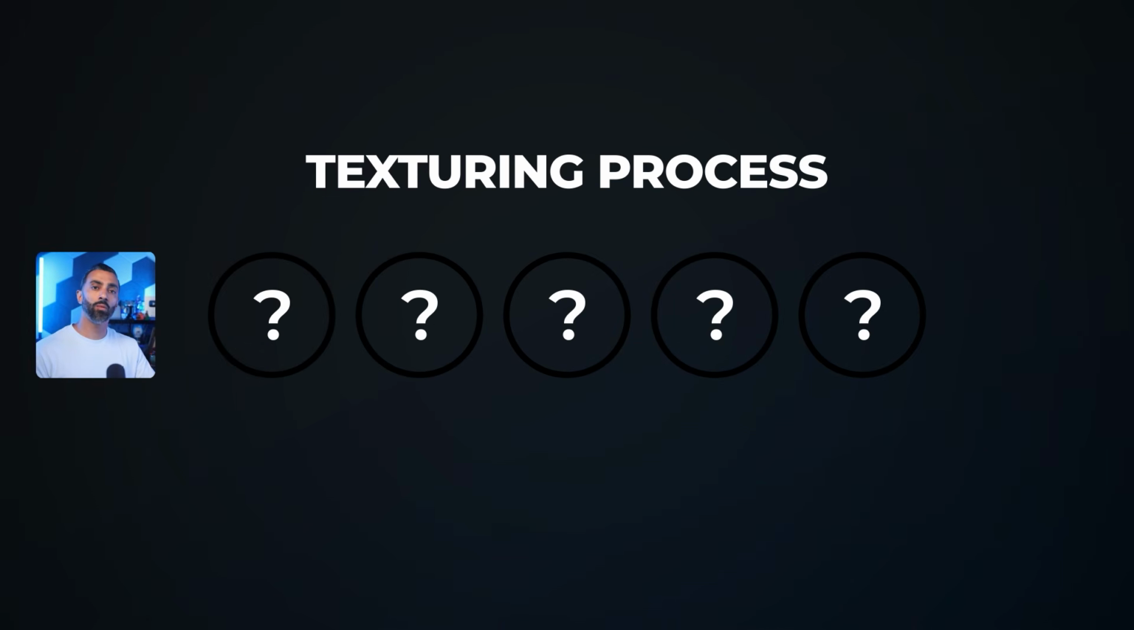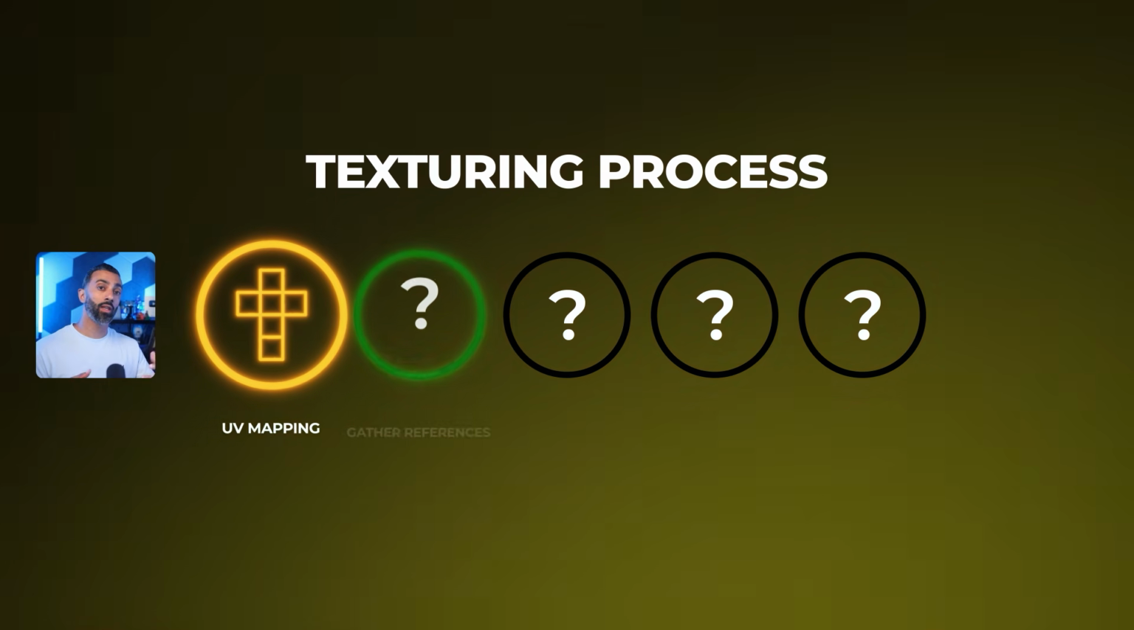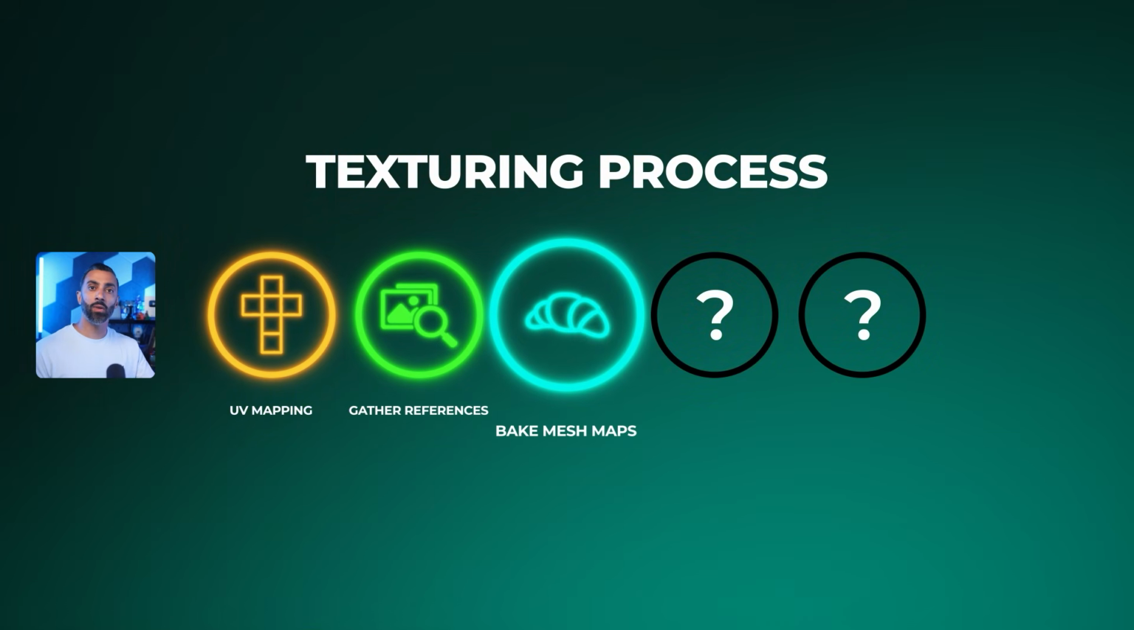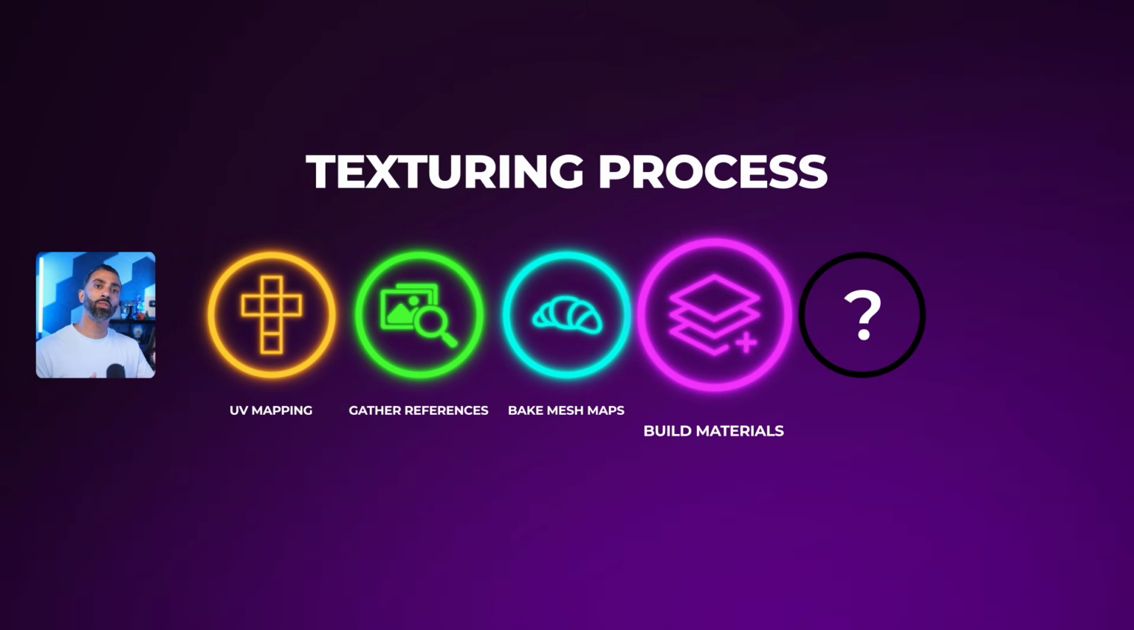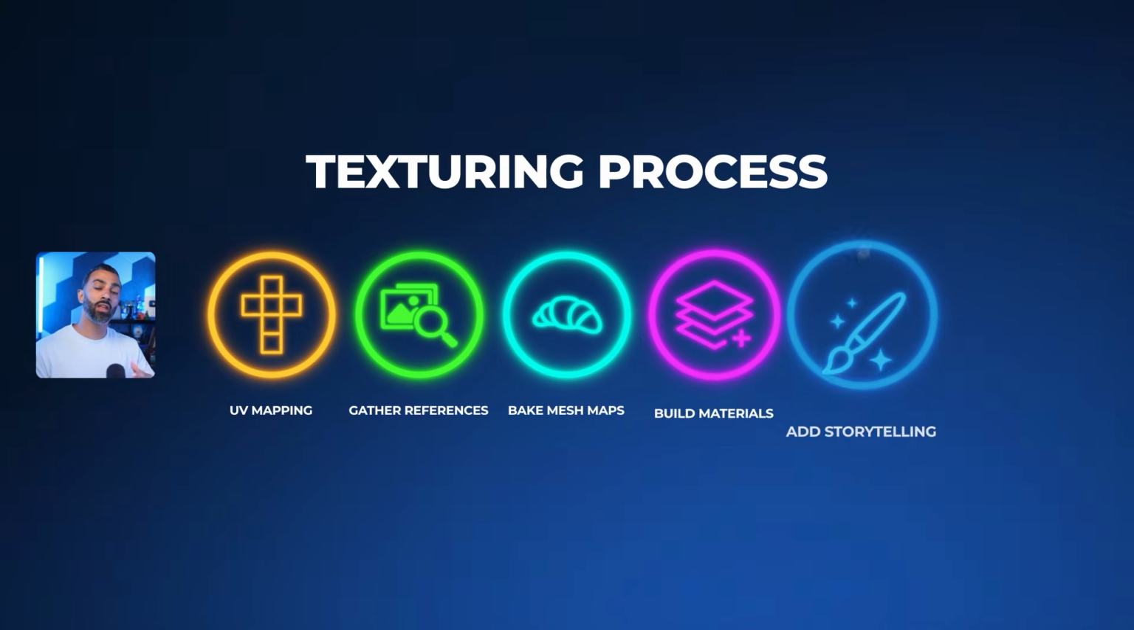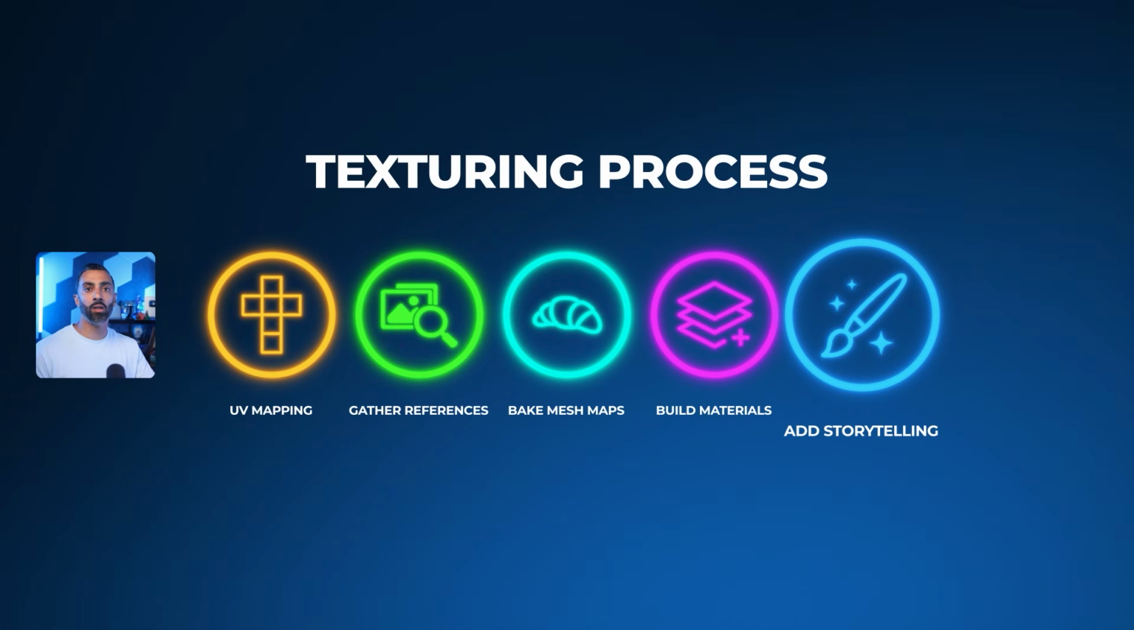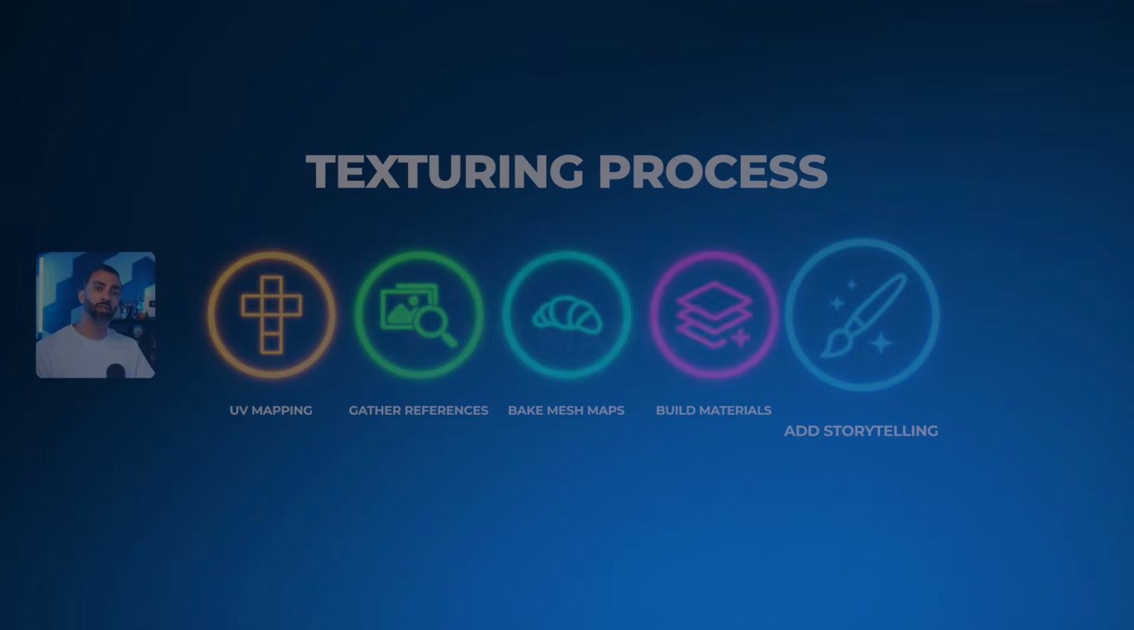Once I finish my 3D model, I UV map it, I gather real reference, I bake my mesh maps, I start building my materials layer by layer, then texture it with storytelling in mind. So let's run through each one of those steps.